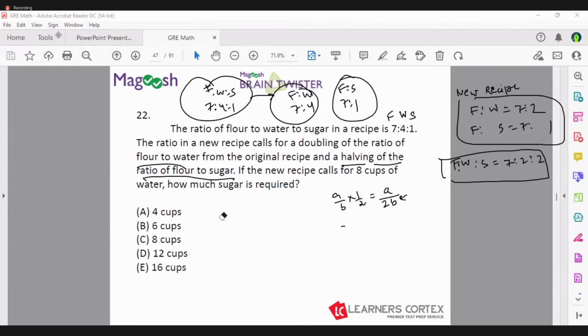Now, the question is asking, if the new recipe calls for 8 cups of water, then how much sugar is required? See, here if we take 2 cups of water, 2 cups of sugar are required. Similarly, if we change it to 8 cups, 8 cups of sugar would also be required. So the answer would be C, 8 cups. Anyone who has not understood this particular question? Anyone who wants me to repeat this question?